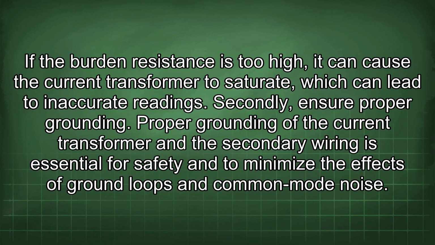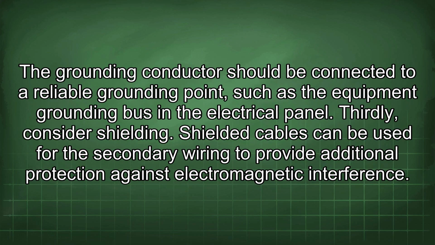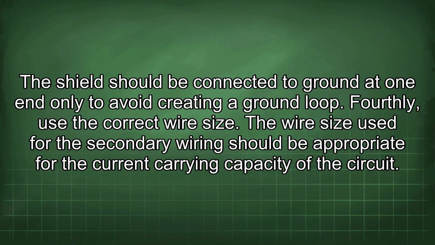Proper grounding of the current transformer and the secondary wiring is essential for safety and to minimize the effects of ground loops and common mode noise. The grounding conductor should be connected to a reliable grounding point, such as the equipment grounding bus in the electrical panel. Thirdly, consider shielding. Shielded cables can be used for the secondary wiring to provide additional protection against electromagnetic interference. The shield should be connected to ground at one end only to avoid creating a ground loop.